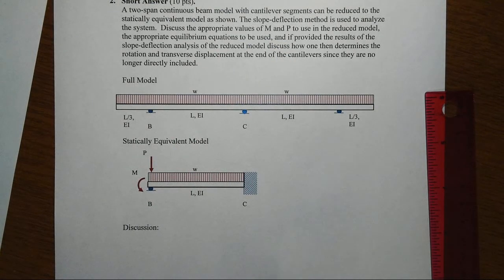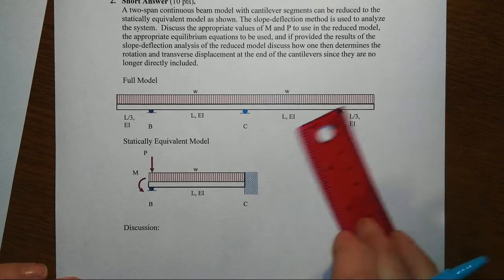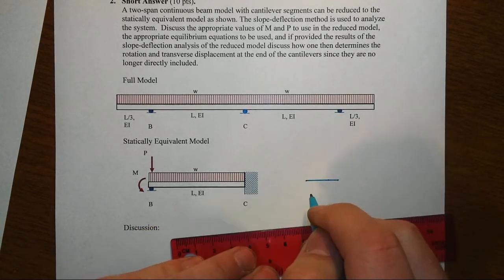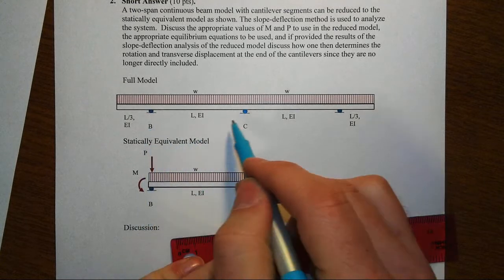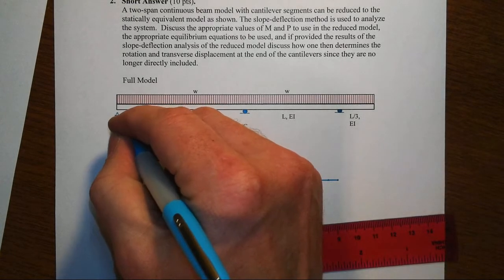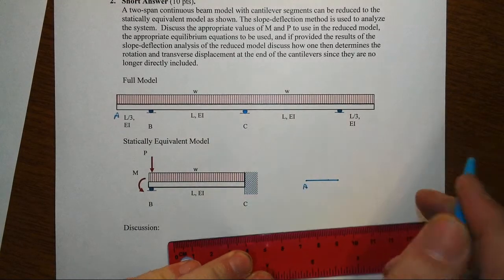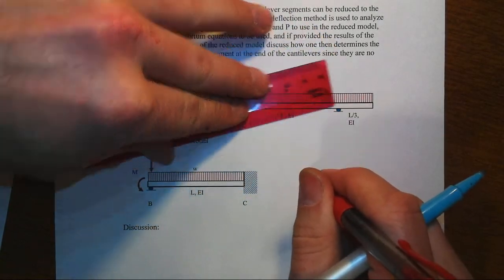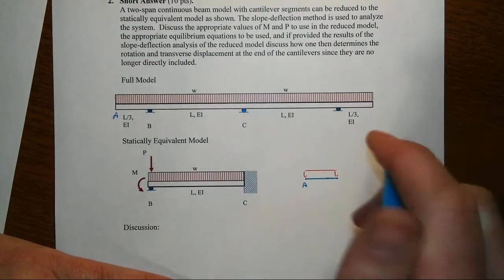of course that's just going to be given to us by simple statically determinate models here. If we're going to let B be the left support, C be the right support, then let's call that cantilever point A, and we've got then the distributed load going out there.